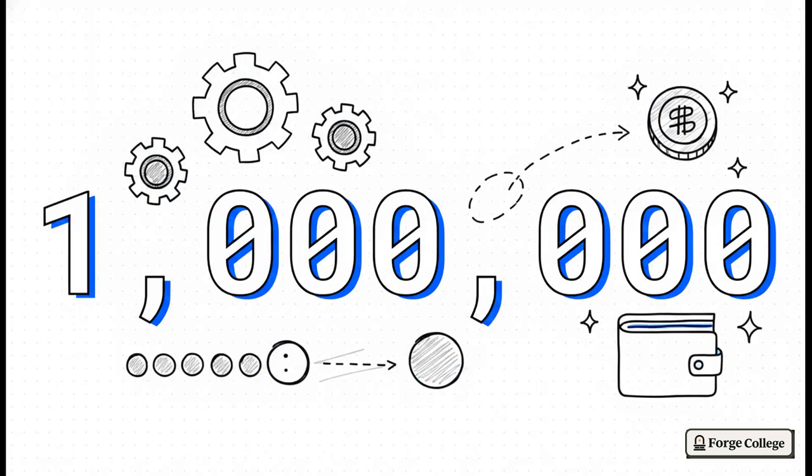Once that ATA exists, we can finally call the mint2 function, and we pass in the number 1 million. Now, why 1 million? Well, remember earlier we configured our mint to have exactly 6 decimals? Because of that, sending a raw amount of 1 million units effectively mints exactly 1.0 toy tokens into our newly created ATA. Pretty neat, right?